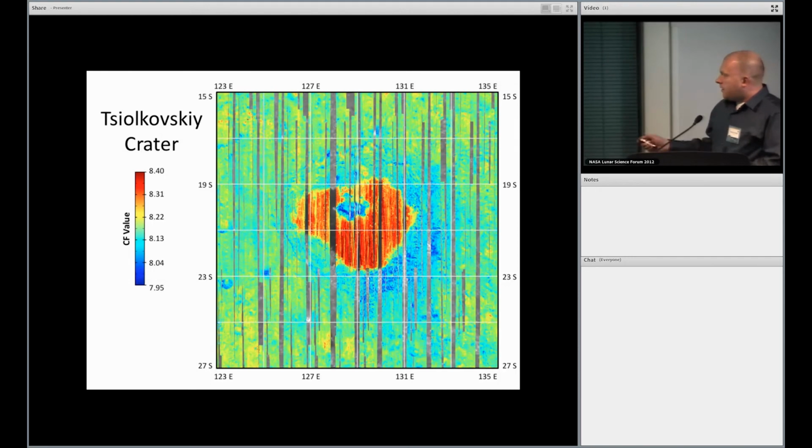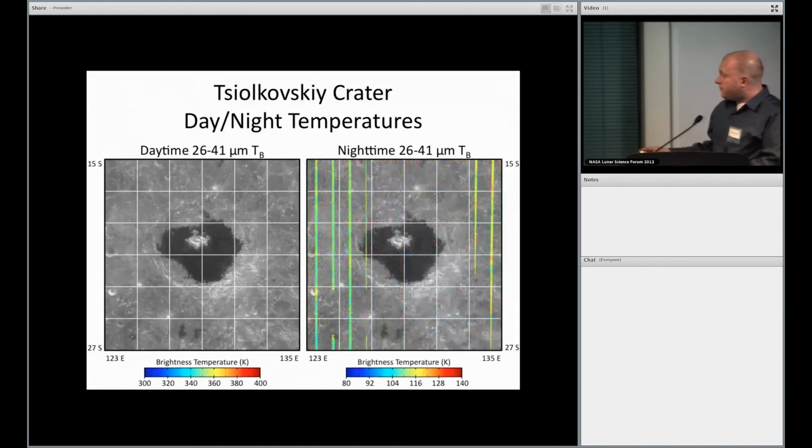And then both the inner and the outer part of the crater rim, including the ejecta, have exposures of stronger plagioclase signatures.